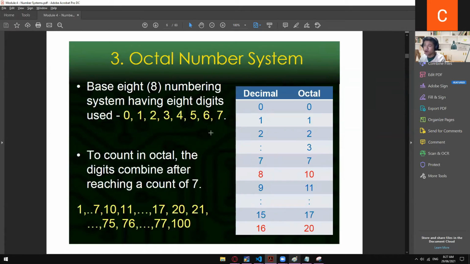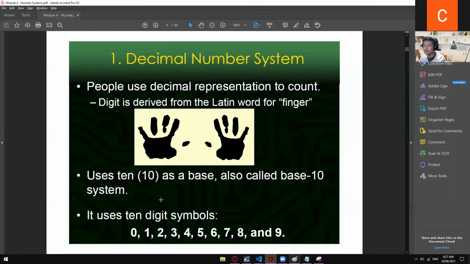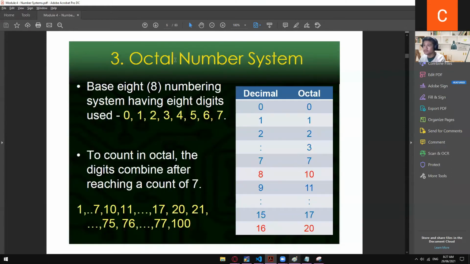And then we also have the octal number system. So before, in decimal, we have 10 base, right? In octal, it's pretty obvious also, since from the word octal, we have 8 base or an 8 numbering system. However, again, this one doesn't end with 8. Since we are going to start with 0, this one is represented from 0 to 7 only. So to count in octal, the digits combine after reaching a count of 7. So we have 1 to 7, 10 to 17, 20 to 27, 30 to 37, and so on and so forth. So in octal, we don't have 8 and 9.